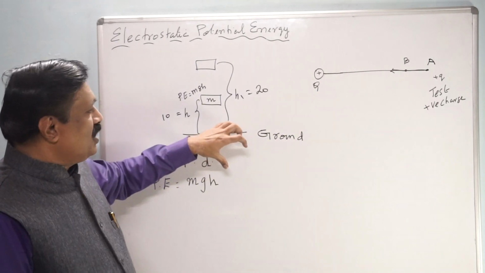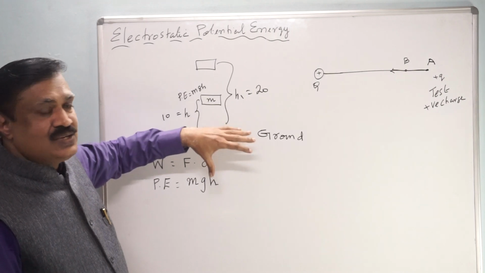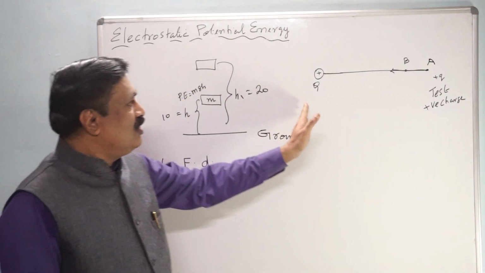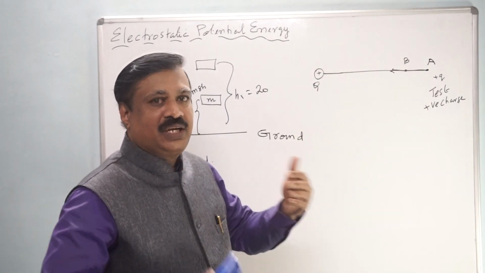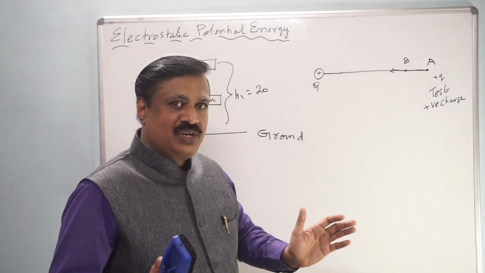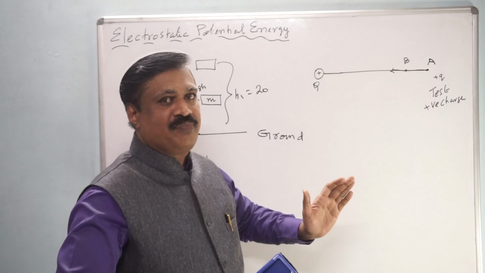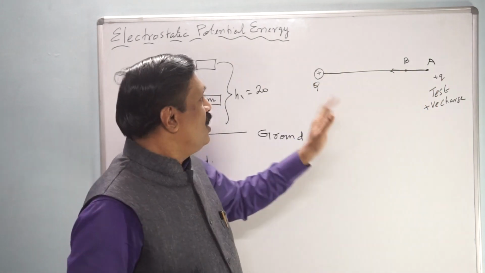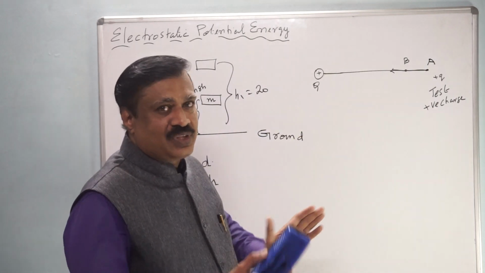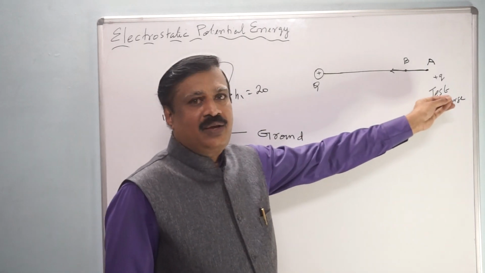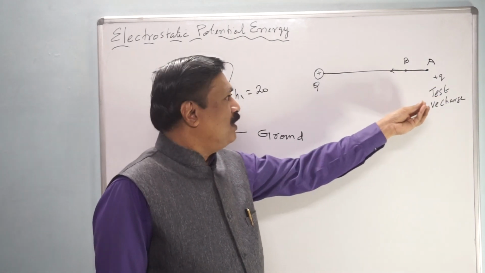Here you are taking the object away from the ground. That means it is an attracting force. Here you are considering one positive charge. A positive charge means we will have some external electric field. That external electric field exerts some force. Now this charge exerts an electric field, and you are bringing one unit positive charge.